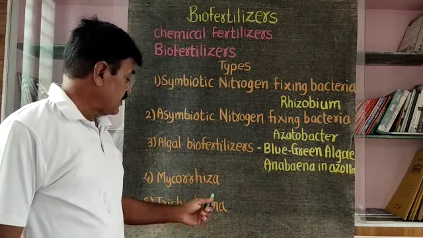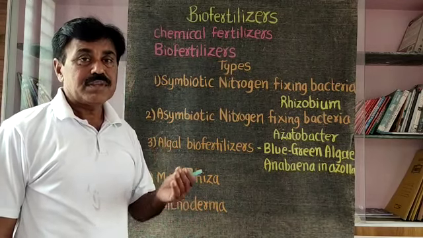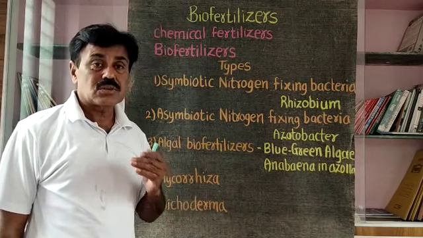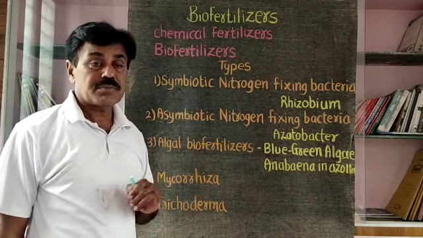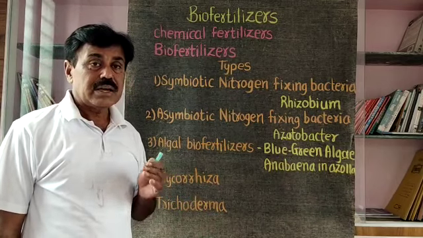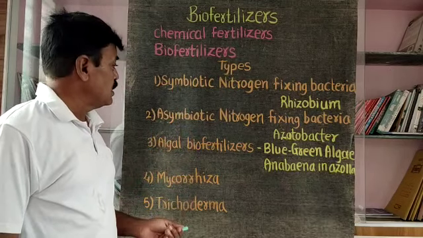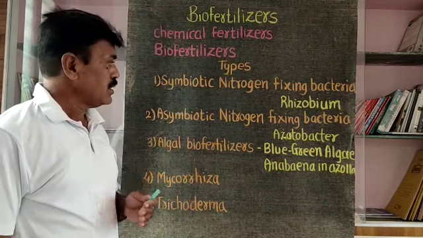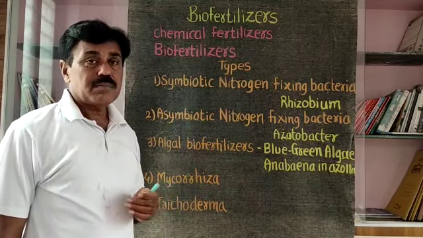And lastly, the fungi like trichoderma, these are free living fungi in the soil. They are present in the soil, particularly in the forest soil, and these trichodermas are also responsible for fixing the atmospheric nitrogen, and can be used as a biofertilizer. That means these are some types of biofertilizers used by farmers, or that can be used by farmers in modern agriculture as a biofertilizer.